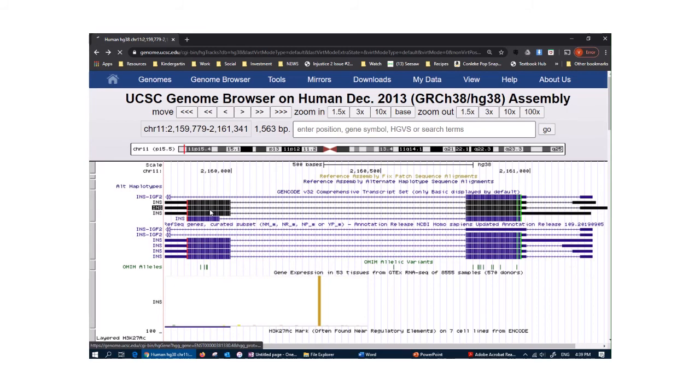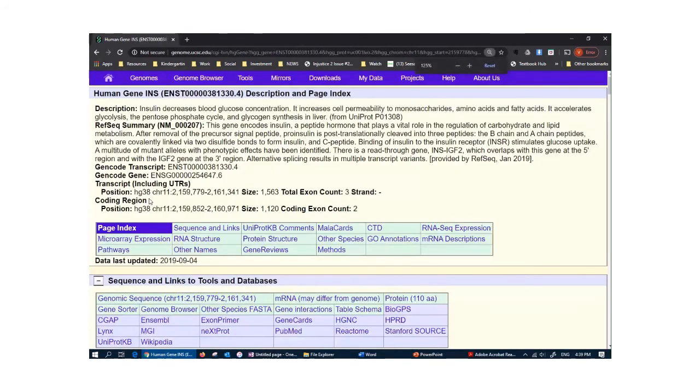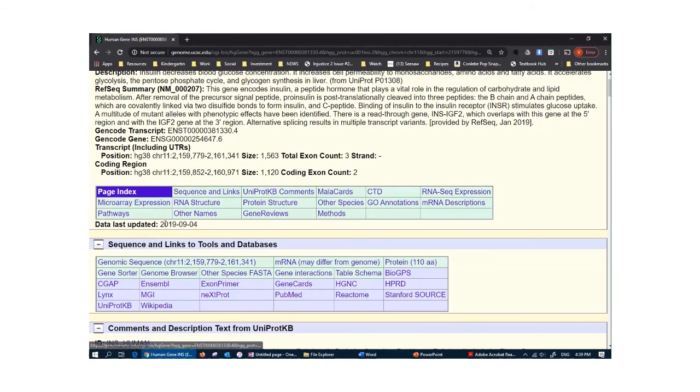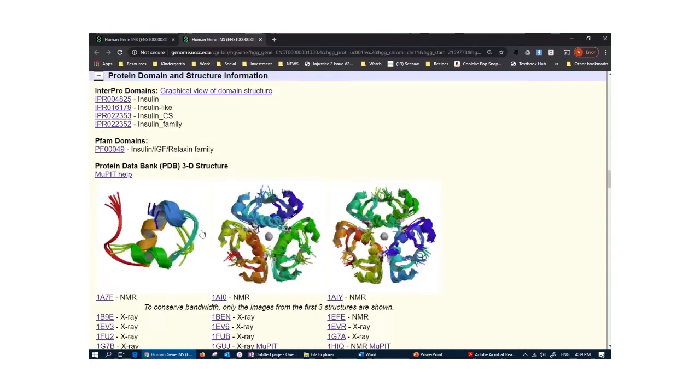If I click into the gene, we will be taken to a more detailed page, and you can look at various information about this gene, right? For example, the protein structure, the insulin structure, right? We can take a look at what that looks like. So here, that's the ribbon structure of the protein, right? You can see there are some alpha helices there, and this is another view of the protein.